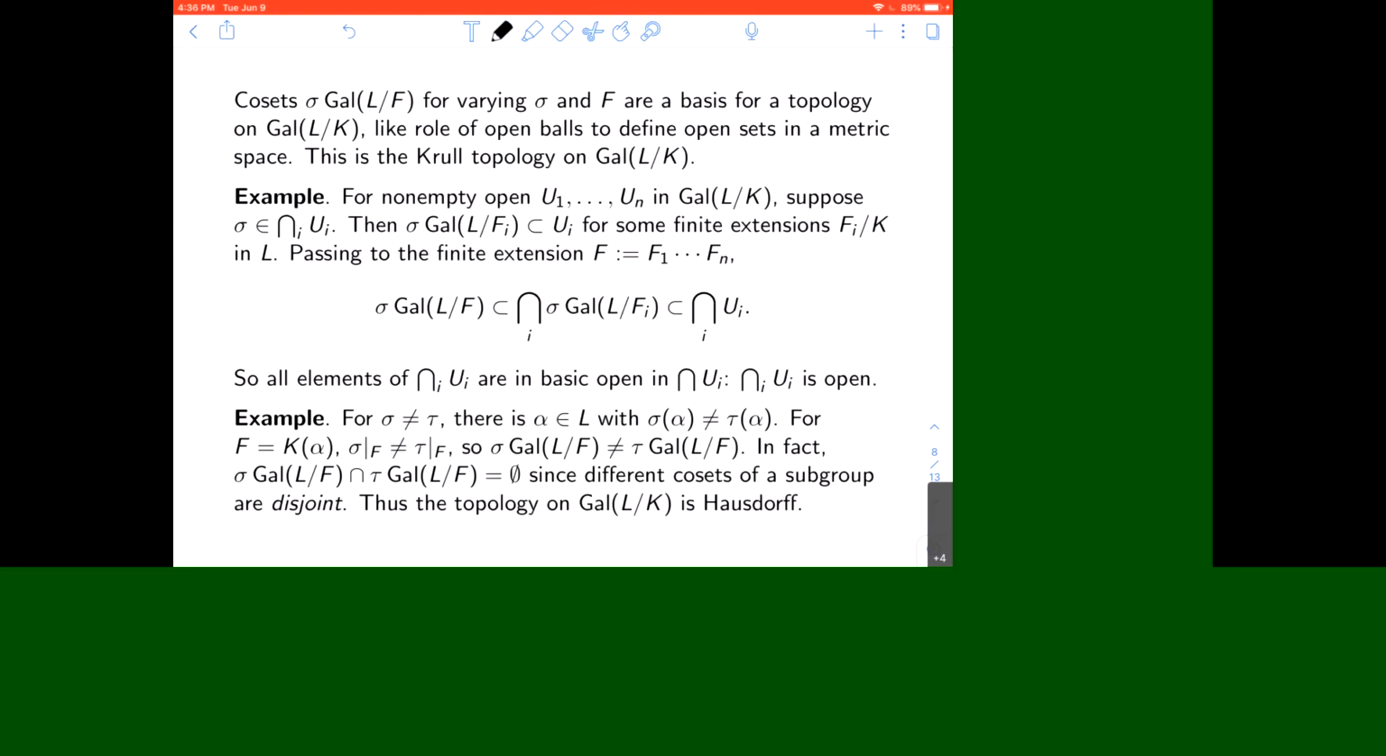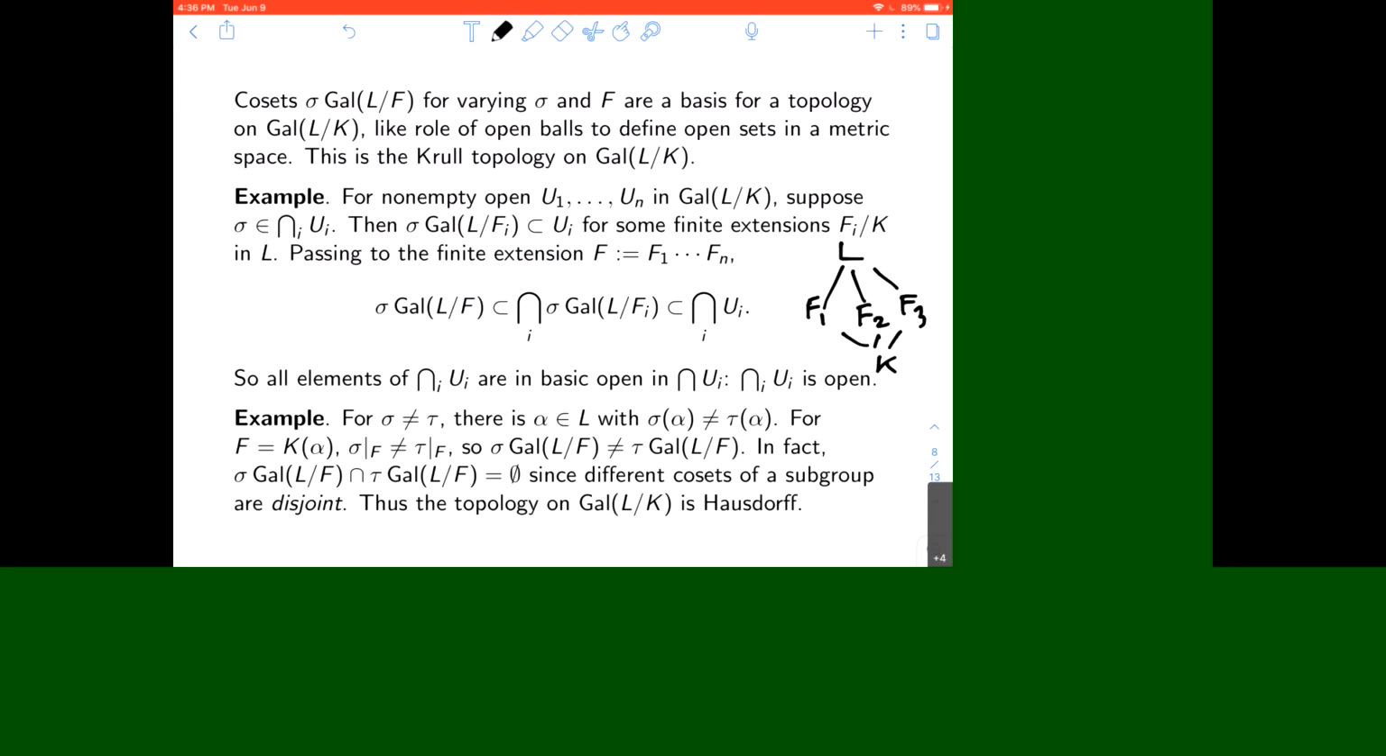So let's check the intersection property. Suppose I had finitely many non-empty open sets. If I take their intersection, it might be empty, not very interesting, but if you had an element sigma in the intersection of finitely many open sets, then by definition, being in an open set U_i means there's a basic open set around sigma in U_i. So it's one of these cosets, sigma times Galois of L over F_i. So we have our L, and then we have a whole bunch of finite extensions, and we're specifying how sigma is supposed to behave on each of those. And so you have one of these cosets inside U_i for each i.